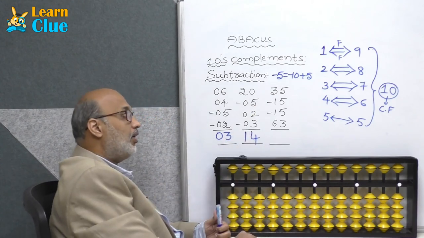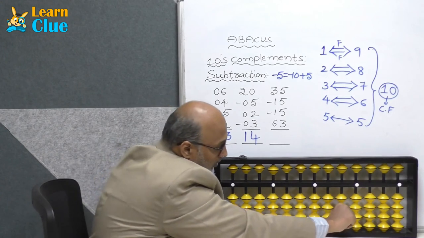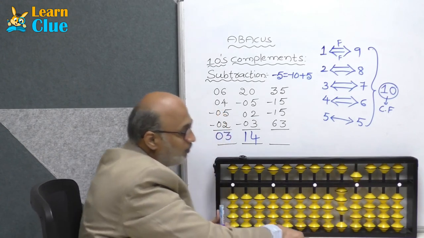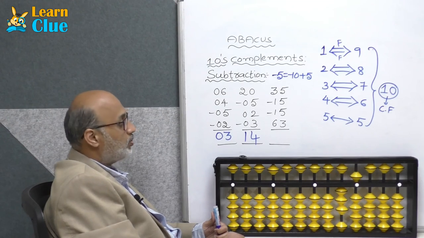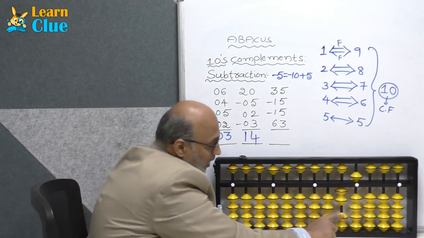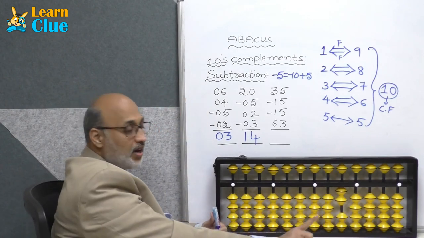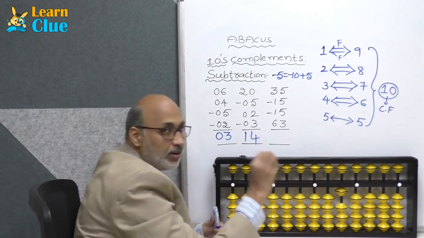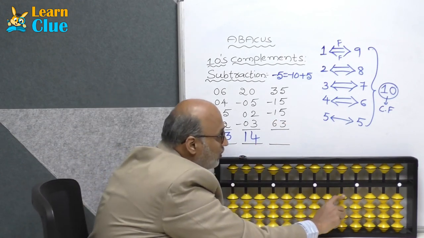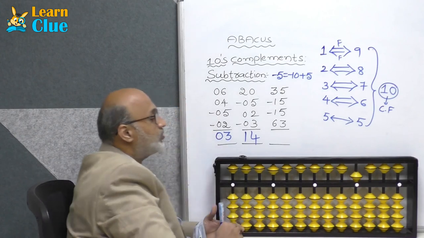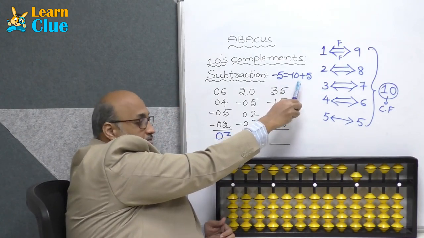Okay, now see the problems. Next problem, 30 plus 5. Next, minus 15, minus 10, minus 5. Again they are asking minus 15, minus 10, again minus 5. How to do minus 5? It is nothing but minus 10 plus 5.